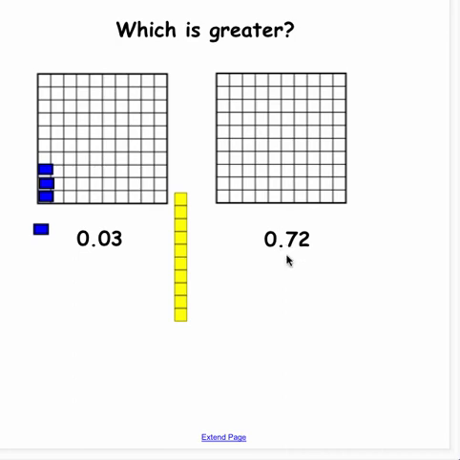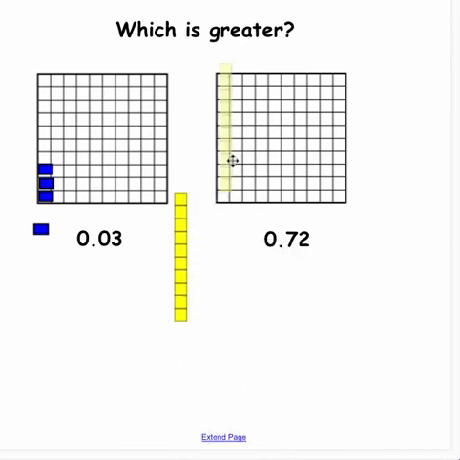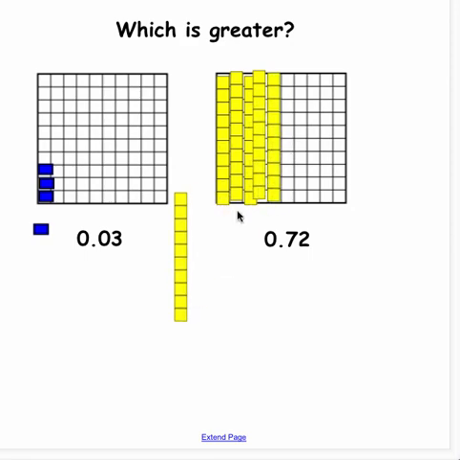So I think I'm going to think about this as 7/10. So we're going to go ahead and get 7 of these tenths and put them on there. 1, 2, 3, 4, 5, 6, and 7. There's my 7/10. What am I missing? I'm missing these 2 hundredths. So I'm going to go over here to my cubes and put 2 of them on there.